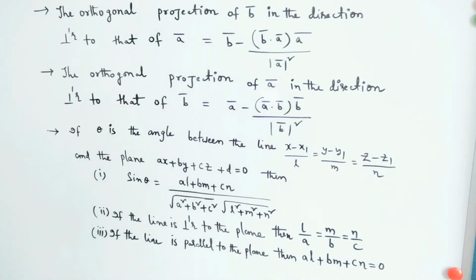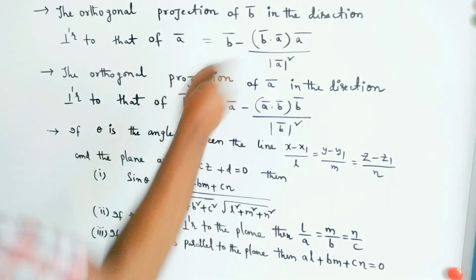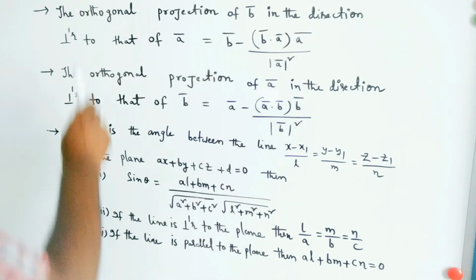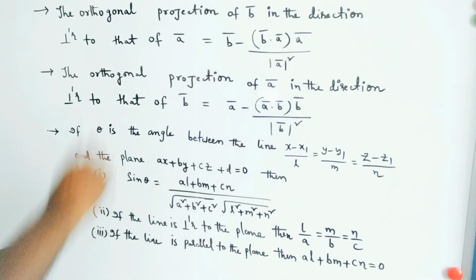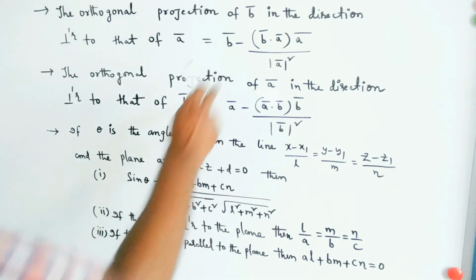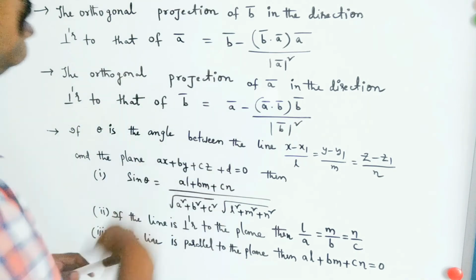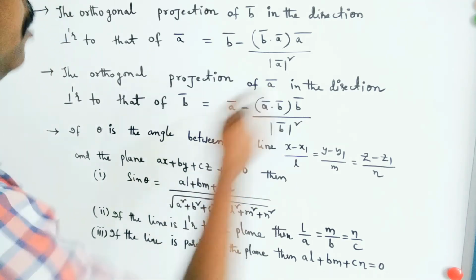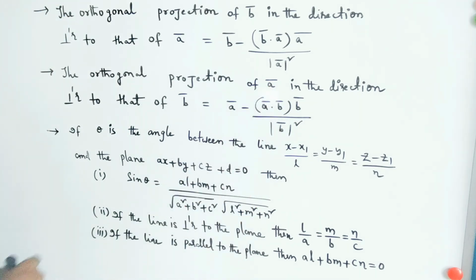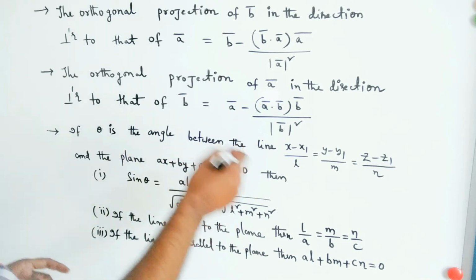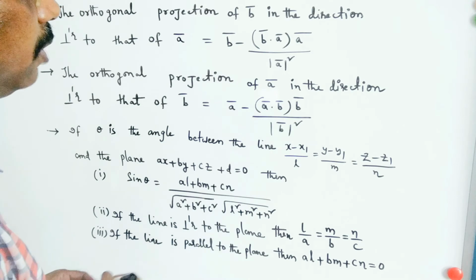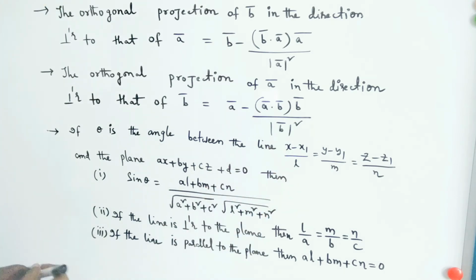Next one, the orthogonal projection of B bar in the direction perpendicular to that of A bar is equal to B bar minus B bar dot A bar into A bar by mod A bar square. Okay, next one, the orthogonal projection of A bar in the direction perpendicular to that of B bar is equal to A bar minus A bar dot B bar into B bar by mod B bar square.